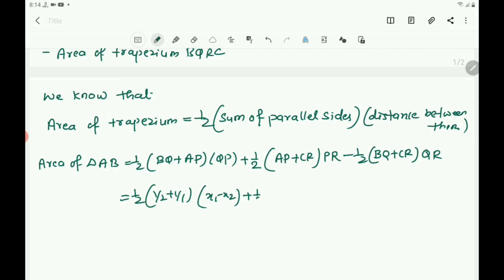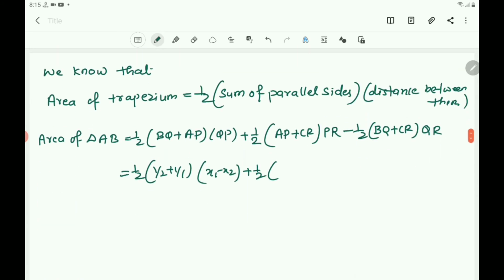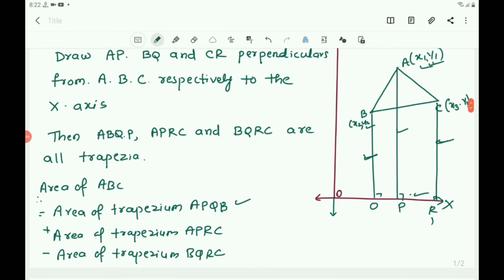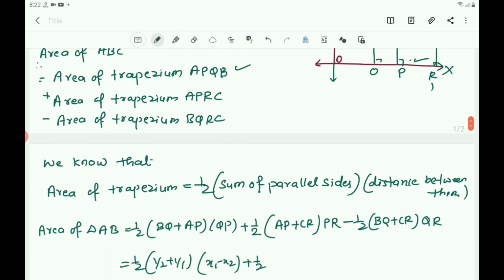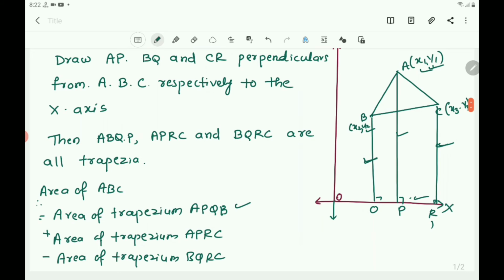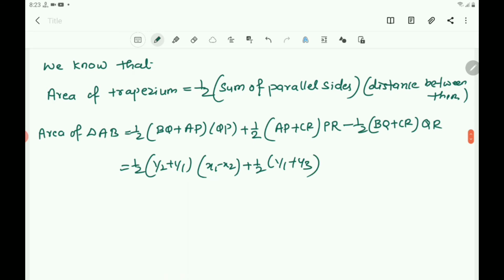Then plus half into (AP plus CR). AP has y coordinate y1 and CR has y coordinate y3, so you write y1 plus y3. Then PR you have to find.